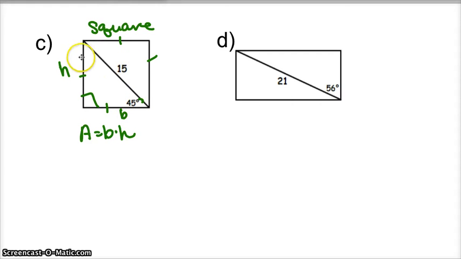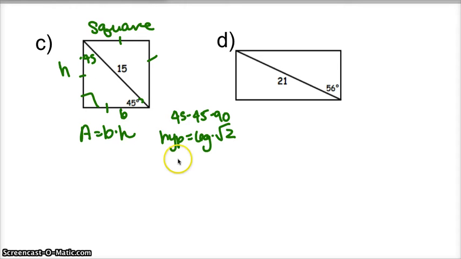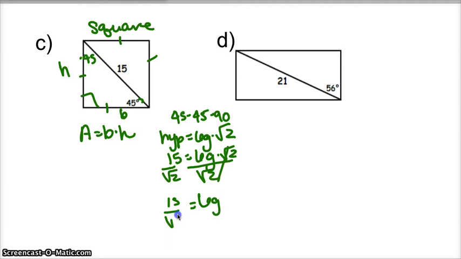If you think about the 45 here, we have a 45, 45, 90 triangle. And in a 45, 45, 90, the hypotenuse is equal to the leg times the square root of 2, and in this case the leg is either the base or the height. So the hypotenuse, which is the diagonal, is 15, equal to leg times the square root of 2. I need to get the leg all by itself, and I do that by division. So the leg here is equal to 15 over the square root of 2.